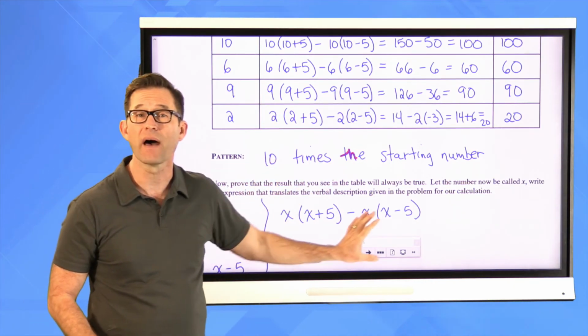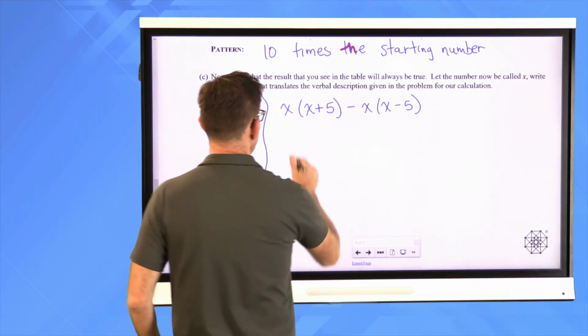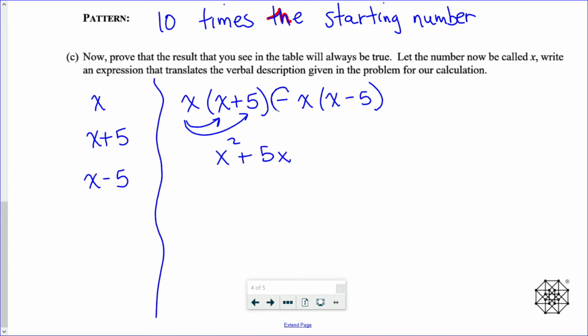Now let's do some algebraic manipulation. Here's where our distributive property is going to come in. We're going to multiply both of these by x. We're going to get x squared plus 5x. Now watch out here. We've got a subtraction. So I'm really multiplying through by a negative x. So negative x times positive x is negative x squared. And negative x times negative 5, a negative times a negative is a positive. And we get positive 5x.